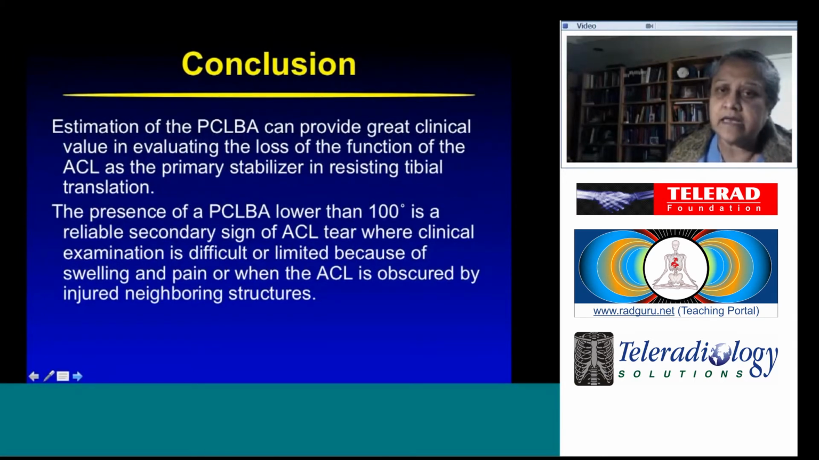Estimation of the PCL buckling angle can provide great clinical value in evaluating the loss of function of the ACL as a primary stabilizer in resisting tibial translation. The presence of a PCL buckling angle lower than 100 degrees is a reliable secondary sign where clinical examination is difficult or limited because of swelling and pain, or when the ACL is obscured by injured neighboring structures.